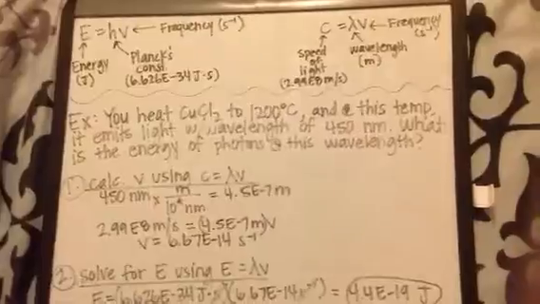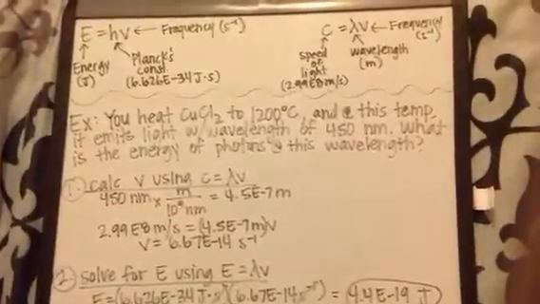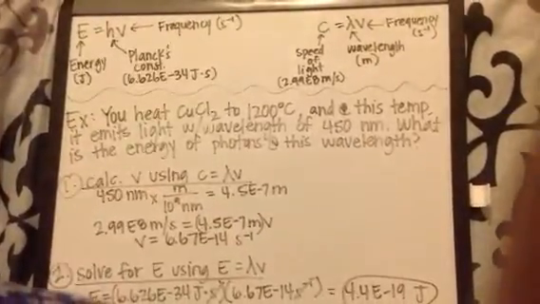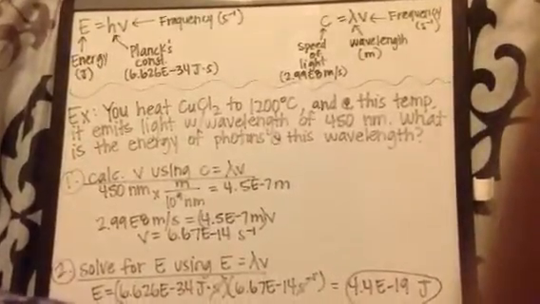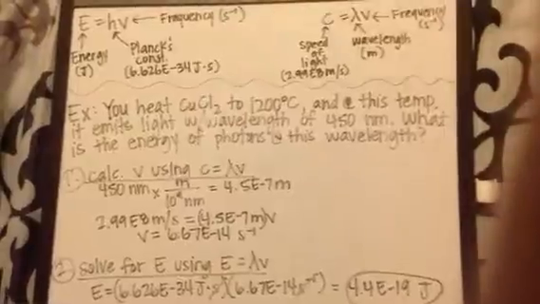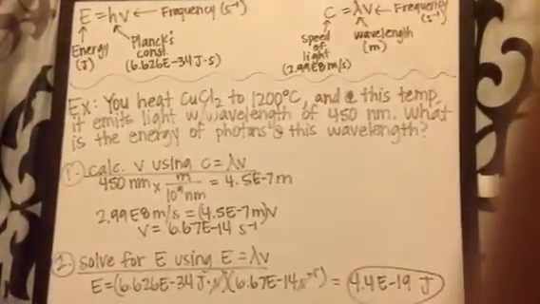So, you heat copper 2 chloride to 1200 degrees Celsius, and at this temperature it emits light with a wavelength of 450 nanometers. What is the energy of the photons at this wavelength?